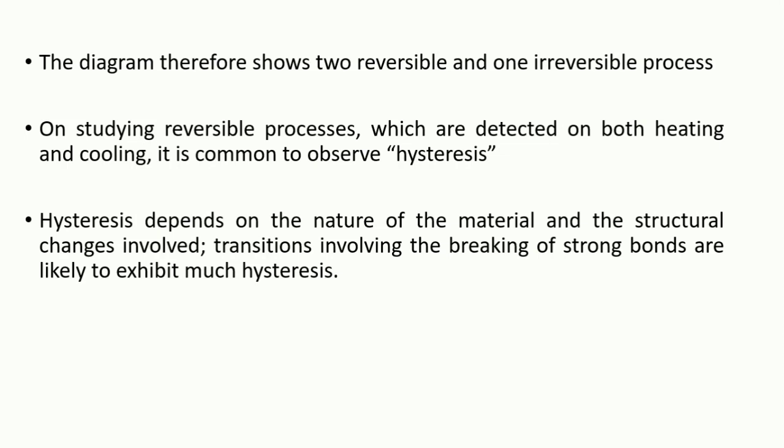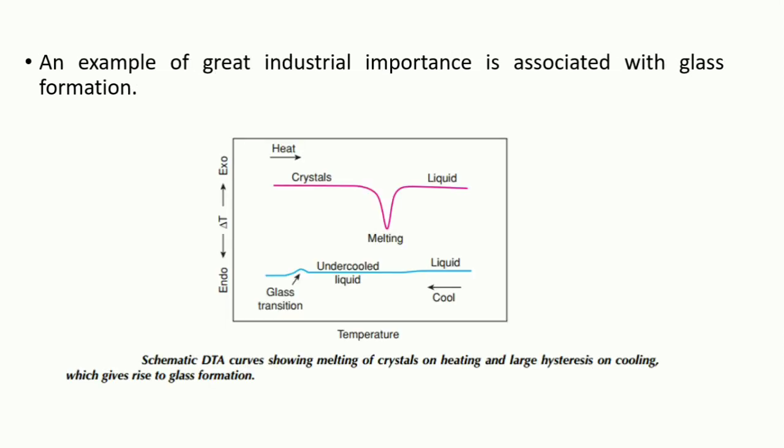Transitions involving the breaking of strong bonds are likely to exhibit much hysteresis. Hysteresis occurs particularly on rapid cooling. In some cases, if the cooling rate is sufficiently fast, the change can be suppressed completely. The change is then effectively irreversible under those particular conditions. An example of great industrial importance is associated with glass formation, as shown in this figure.